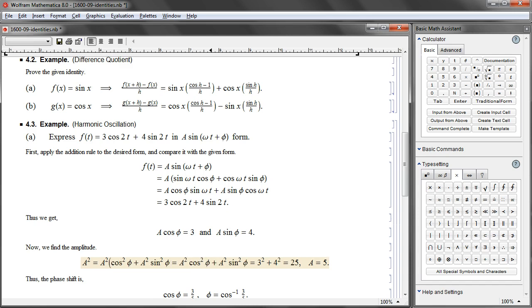Let me make it a little bit more explicit this way. Cosine squared plus sine squared is equal to 1, so this is equal to A squared. And then A squared cosine squared is actually 3 squared, A squared sine squared is 4 squared. 3 squared plus 4 squared is 25. Taking the square root, we get A equals 5.